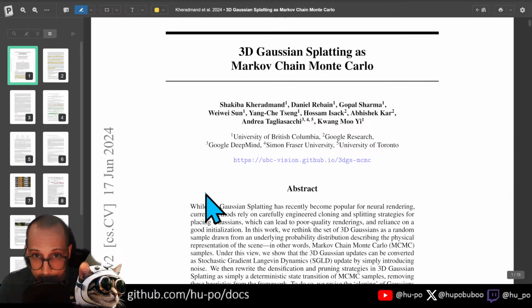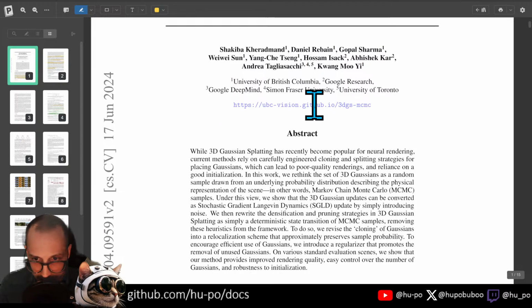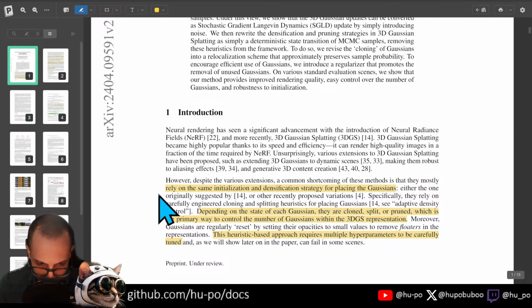So now let's pull up the paper. This is the one that they're both referencing. This is 3D Gaussian Splatting as Markov Chain Monte Carlo. Okay. Gaussian splats rely on the same initialization and densification strategy for placing the Gaussians. Okay, so what is initialization and densification?